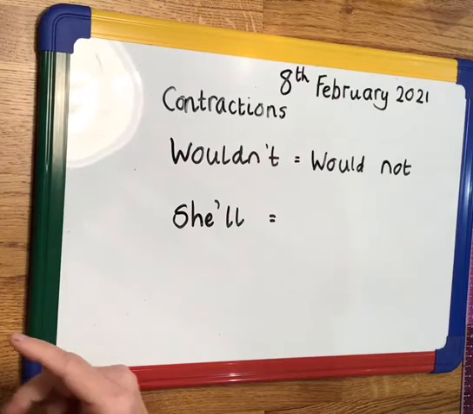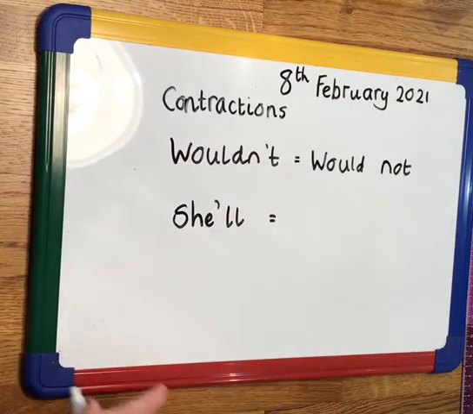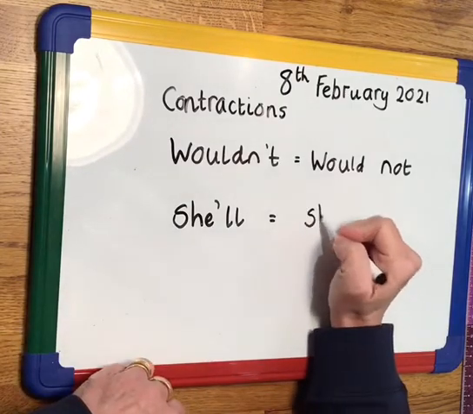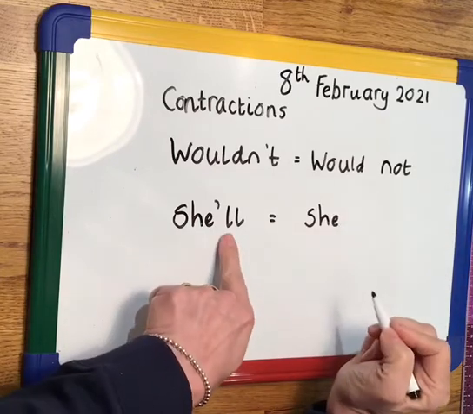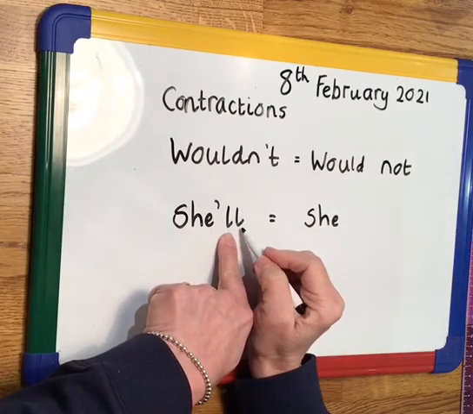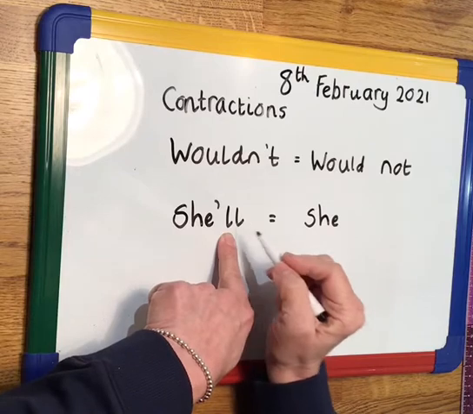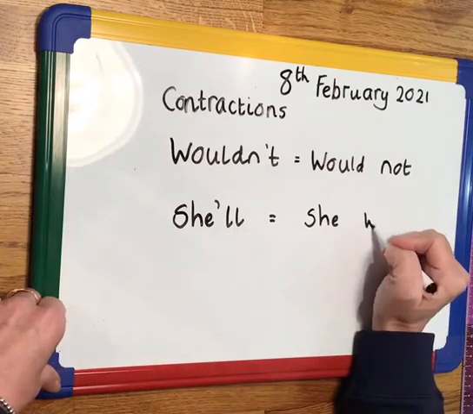She'll. She'll do this, she'll do that. The first word doesn't change, so the first word is "she". My second word ends in a double L. It's most likely to be "will" because it's she will. She will.